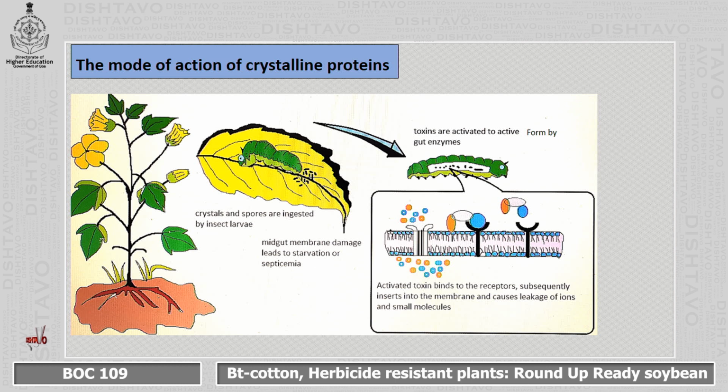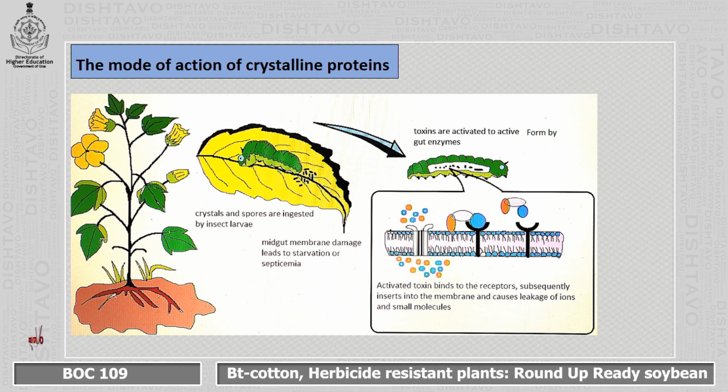When these toxins reach there, they get activated because of the gut enzymes. The gut enzymes are favorable for their activation, and once the protein gets activated, it binds to the receptors as you can see in this particular image. Subsequently, they get inside the membranes, thereby causing the leakage of important ions and small molecules.